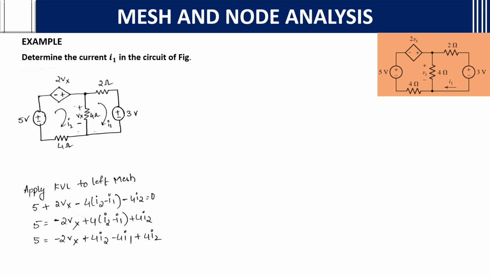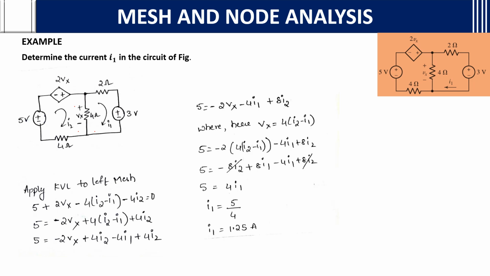Then rearranging, you will get this equation. After rearranging, you get 5 equals minus 2Vx minus 4I1 plus 8I2. Here, the potential across this 4 ohm resistor, Vx, what is it? I2 minus I1. If you take I2 minus I1, then you need to substitute this Vx in this. Then you will get 5 equals 4 I1, I1 equals 5 by 4. I1 is equal to 1.25 ampere.